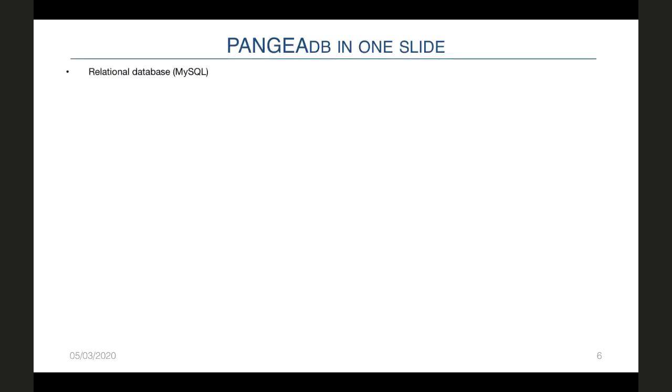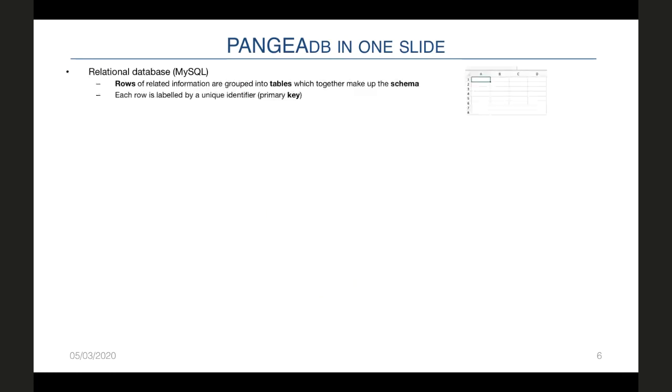The PANGEA database, which is catchily called PANGEA database, is a relational database, MySQL, if you're interested. What that actually means, though, is that there are rows of related bits of information or records which are grouped into tables, and together they make up a schema. So if you've ever seen an Excel spreadsheet, that's great. You've seen a table. That is a table in the sense it's a one-table database.